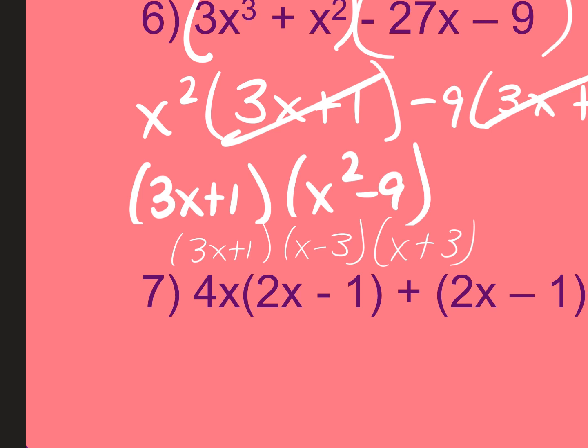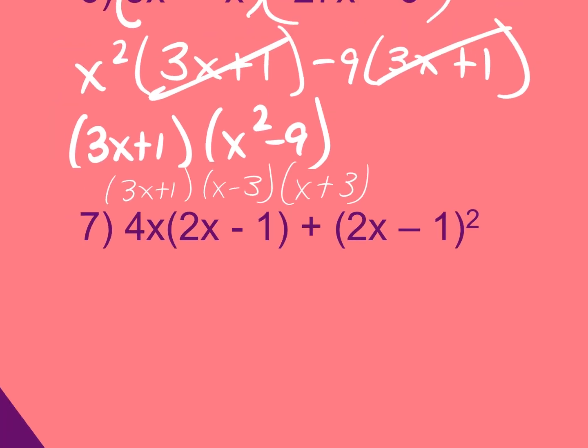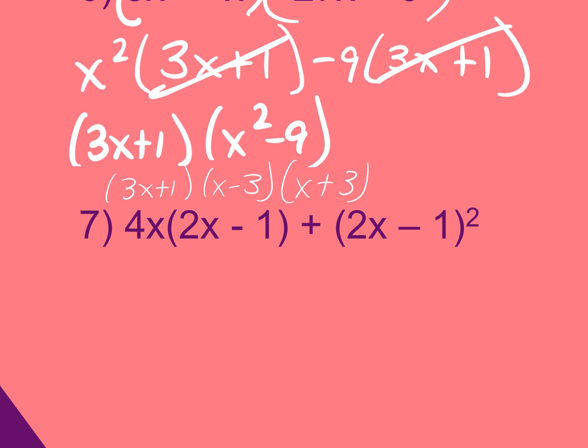How we doing? All right, let's look at the last one. How many terms do you see? I have 2 terms. Is this the difference of perfect squares? No. What's the sign in the middle between those 2 terms? It's a plus, so it's not a difference. Okay, good. Do they have anything in common?